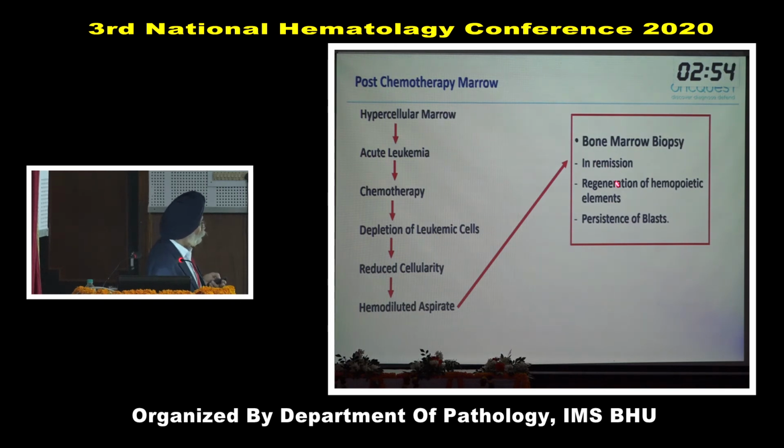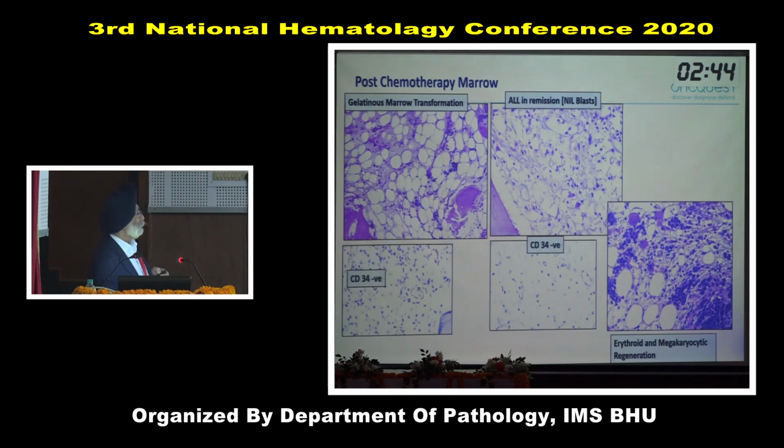So is the patient in remission? Has the regeneration of the hemopoietic elements started? Third thing he wants to know is whether there is any persistence of blast cells or not? See, this is the appearance we get on bone marrow trephine biopsy post-chemo. What is there is that there are no blast cells, and the marrow is showing gelatinous marrow transformation. Here also it is all showing gelatinous marrow transformation with few lymphocytes and plasma cells.